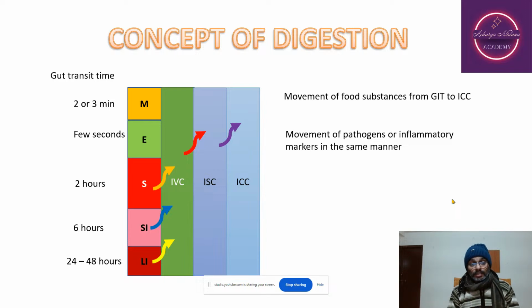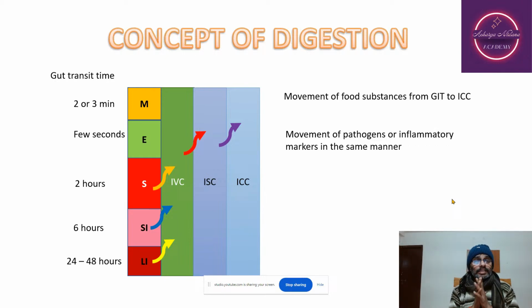To the right of that is the intravascular compartment, that is, the blood vessels. Further right is the interstitial compartment, and further right is the intracellular compartment. You also need to know about gut transit time. Whenever we speak about the formation of ama, and digestion and assimilation disturbances, you need to know this information too. So what does gut transit time refer to?